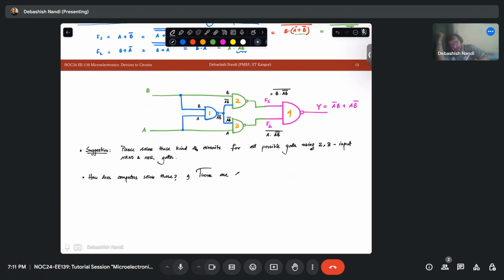There are sophisticated algorithms which find sum of product or product of sum, based on the choice of NAND or NOR implementation.